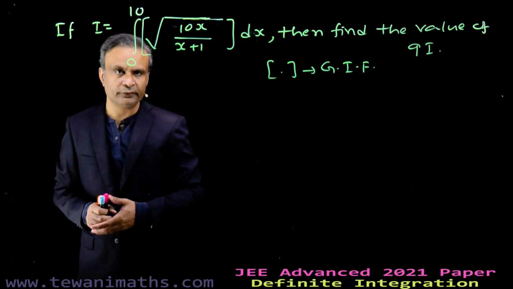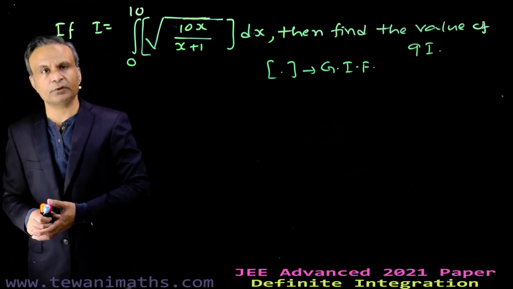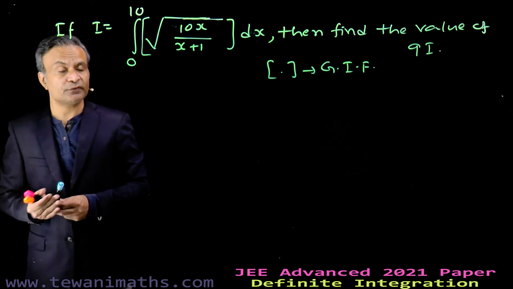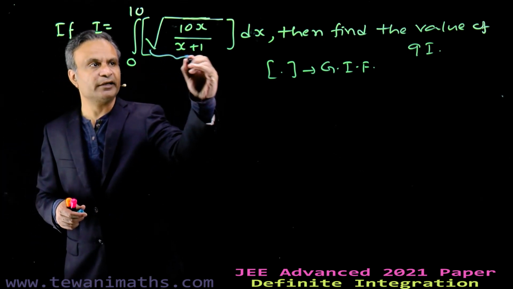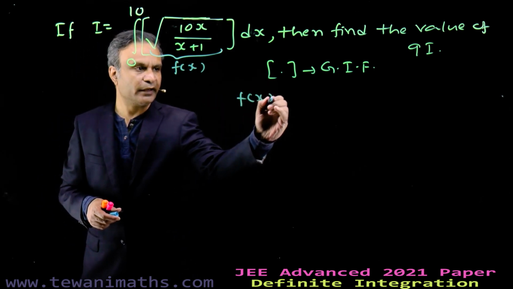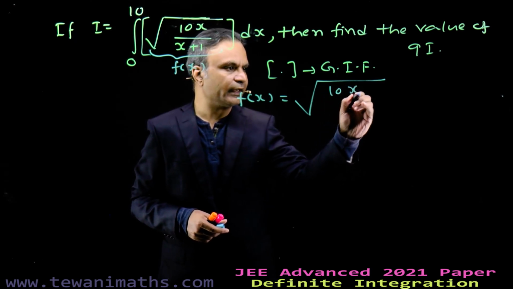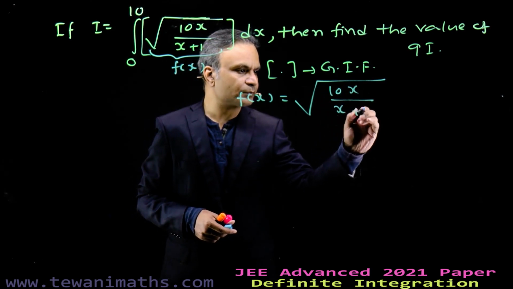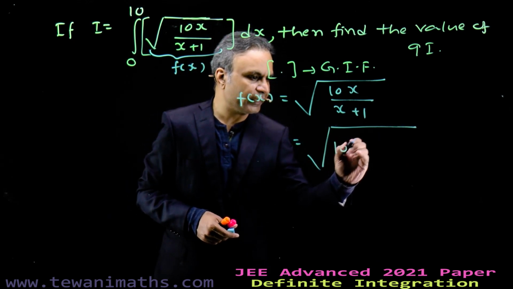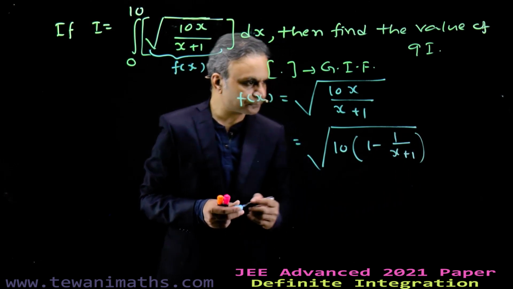We have done this in a separate video. We have one special concept of integration of functions involving greatest integer function. What do you do first? We first check the nature of function inside brackets. Suppose this is function f x. We have f x is equal to square root of 10x over x plus 1. We can write it like this: square root of 10 multiplied by 1 minus 1 over x plus 1.